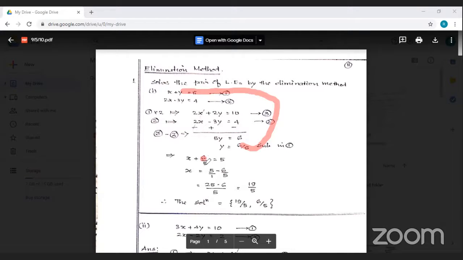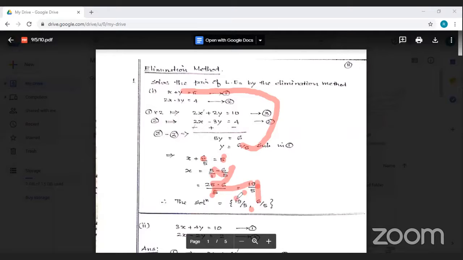Plus 6 by 5 is equal to 5. X is equal to 5 minus 6 by 5. 5 divided by 1, to make the denominator equal, 5 into 5, 25 minus 6 divided by 5, equal to 19 by 5.